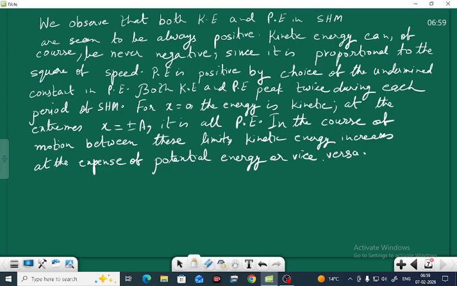So we have a clear picture of kinetic energy and potential energy of simple harmonic motion. So we know that the kinetic energy and potential energy may be variable, but the total energy is always conserved, right?